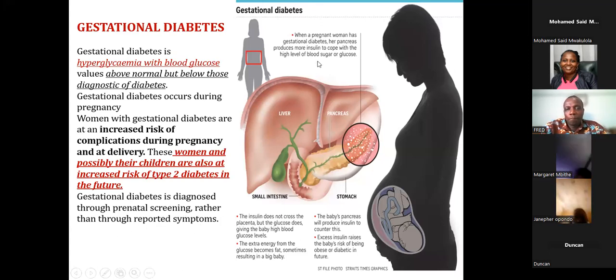And again, the diagram explains very well what happens there. When a pregnant woman has gestational diabetes, her pancreas produces more insulin to cope with the high levels of blood sugar or glucose.